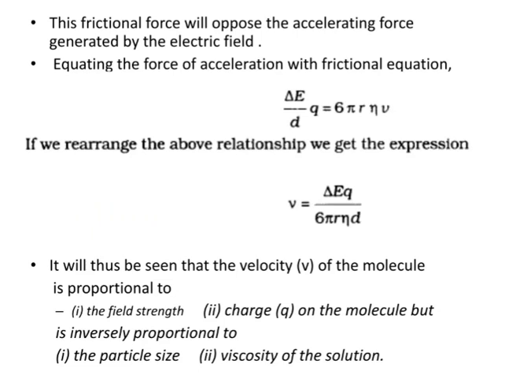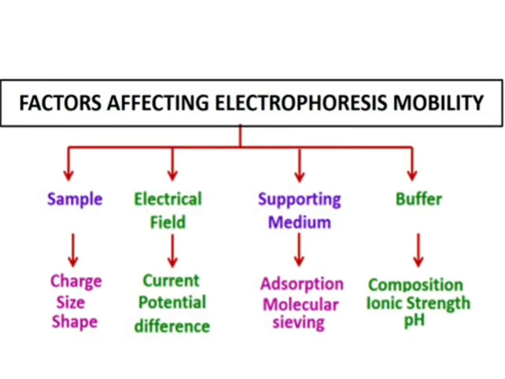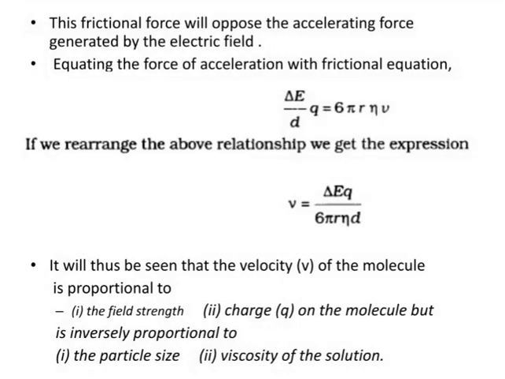And if we rearrange this equation to find the migration rate of any molecule under the influence of the electric field, we get V is equal to delta E Q upon 6 pi r eta d. This equation shows that the velocity of the molecule is proportional to the field strength and charge on the molecule, but it is inversely proportional to the particle size and viscosity of the solution. So this is the basic principle behind electrophoresis.